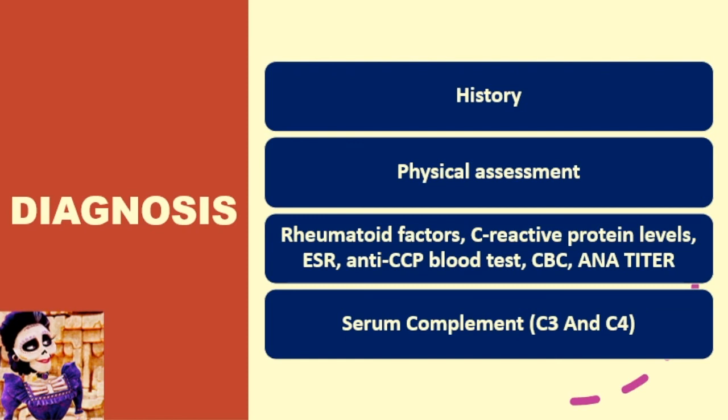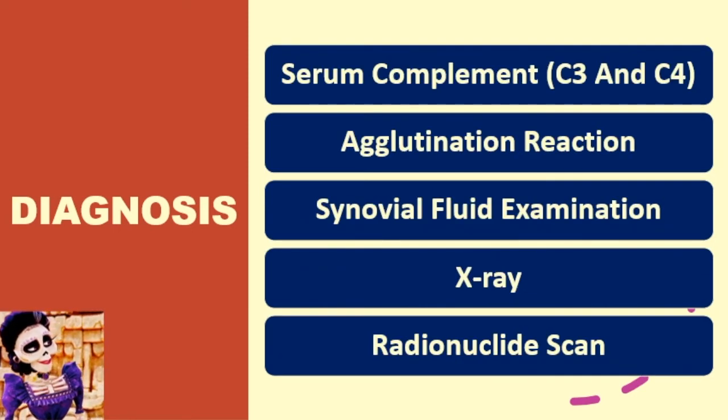Then we can also use your serum complement C3 and C4. Plus, the serum complements are increased when we are talking about autoimmune problems. Okay, so they are increased in autoimmune problems. Then you have your agglutination reaction, and you also have your synovial fluid examination. So again, that will be your arthrocentesis, wherein the synovial fluid will be taken out, okay, and then examined in the laboratory. Only part of it, class, not all of the synovial fluid. And of course, you have your x-ray to see the extent of the damage to the bone already, if it would progress. And then you have your radionuclide scan.